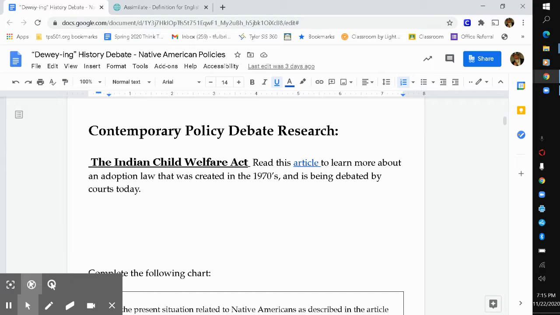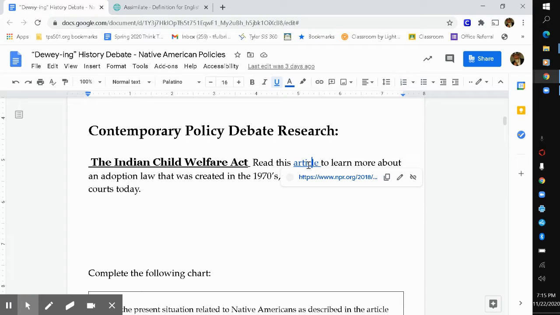So we're going to learn about something called the Indian Child Welfare Act. Look at this article. It's about an adoption law that was created in the 1970s and being debated in the courts today.